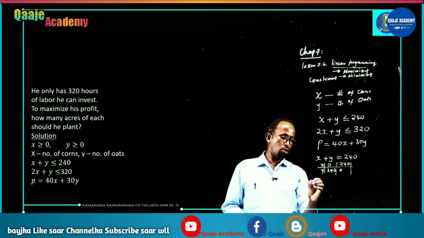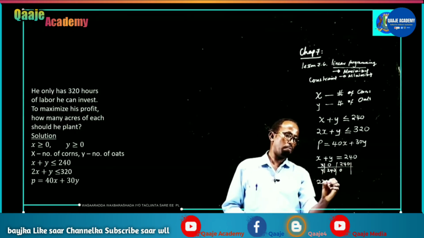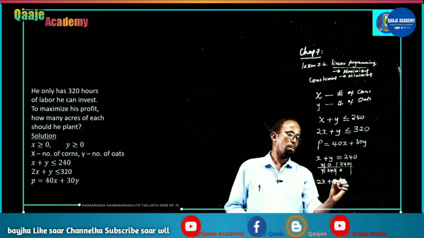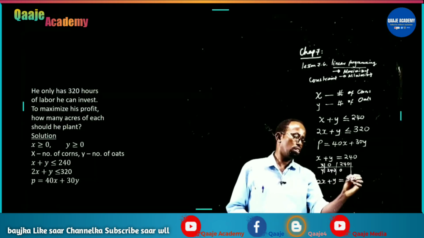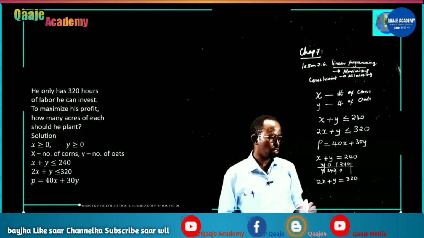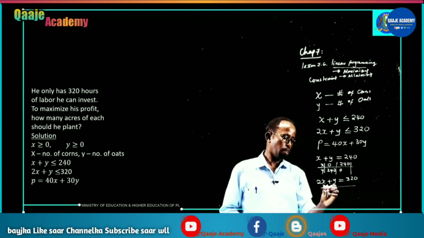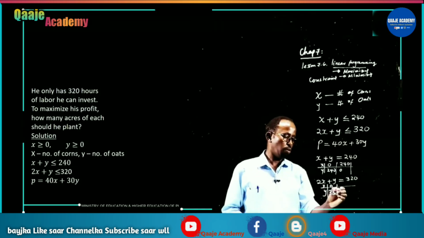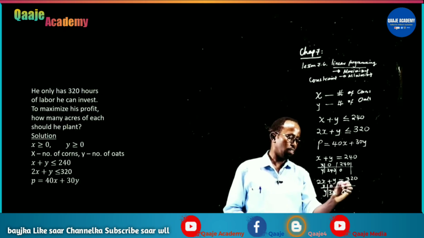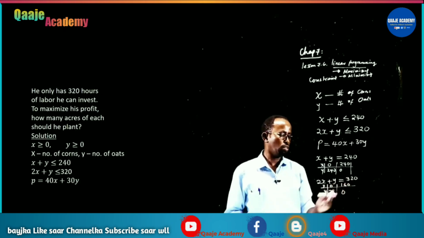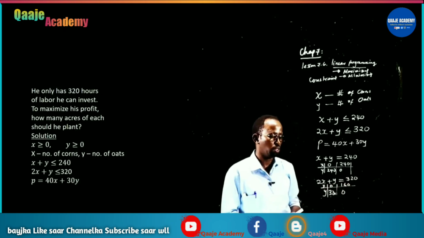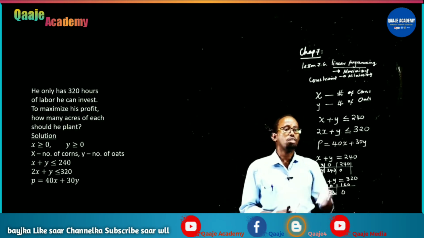The next one is 2x plus y is equal to 320. So when x is 0, what is the value of y? When x is 0, y is 320. And when y is 0, x is 160, because 2x is equal to 320, divide both sides by 2, and then you get that.